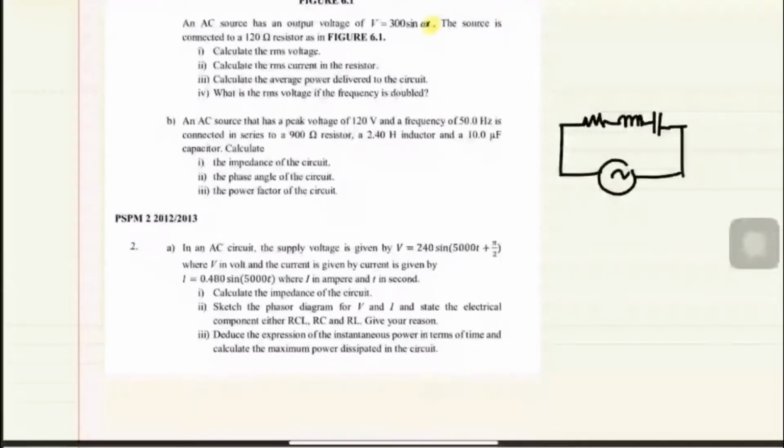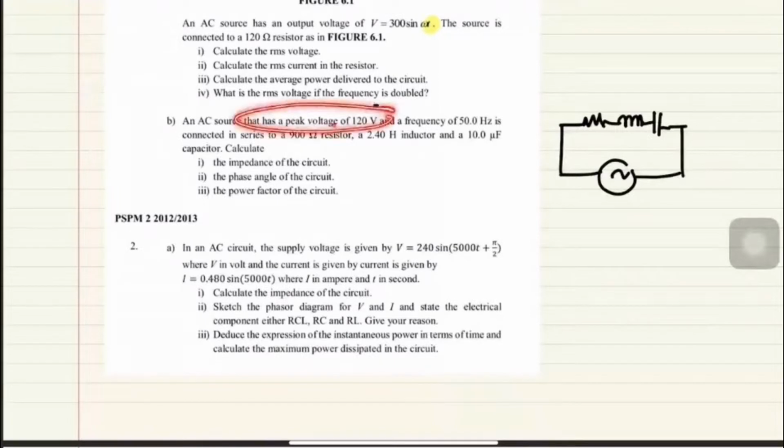Lepas tu kamu keluarkan maklumat letak kat situ. Macam contohnya 120 volt ni kan. Dia sebut ini adalah source. So peak voltage untuk source, kamu letak kat situ. Kalau frekuensi untuk source, kamu letak kat situ. And then 900 ohms letak kat situ, and so on lah.